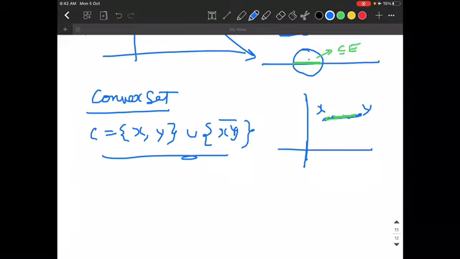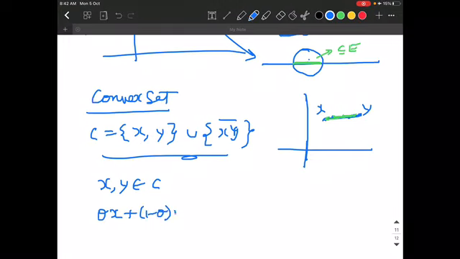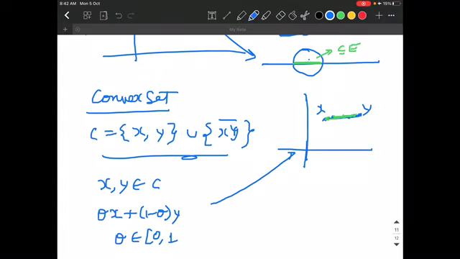So if we have points x and y belonging to C, then theta x plus 1 minus theta y should also lie in the set, but here theta only belongs to 0 to 1. To denote the points between x and y, theta needs to be restricted to between 0 and 1. This is a convex set.